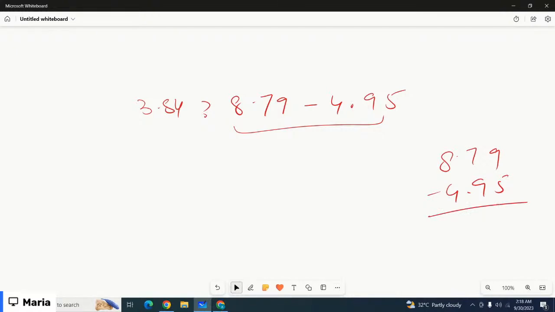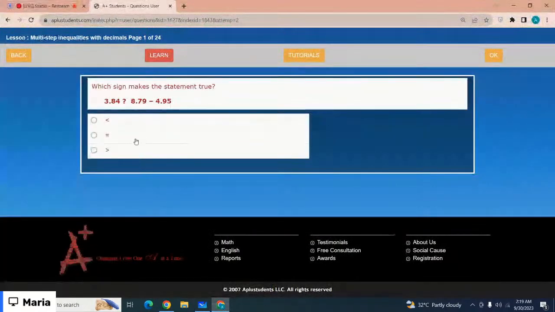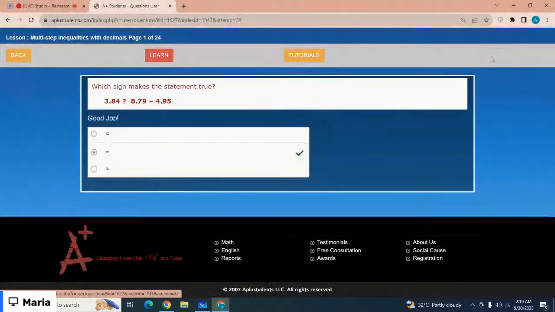Let's just subtract. 9 minus 5 is 4. You cannot subtract 9 out of 7, so you need to borrow 1. That would be 17. 17 minus 9 is 8. Here you have 7. 7 minus 4 is 3. So that would be 3.84. So you have to compare 3.84 and 3.84. So which sign makes the statement true? They both are exactly equal, right? So the correct option is they are equal, right?